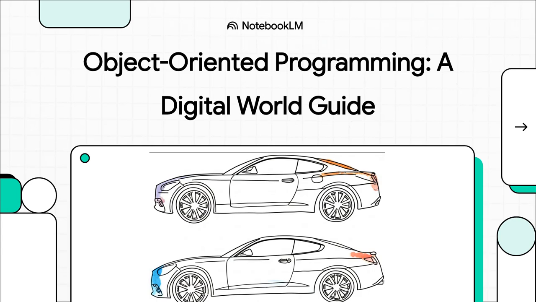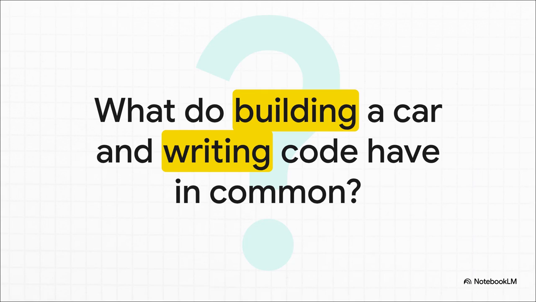Welcome to The Explainer. Today we are going to tackle a huge topic in the world of software, Object-Oriented Programming, or OOP. It's a really foundational concept, and it powers so much of the tech that we use every single day. So what do building a car and writing code have in common? I know, it sounds a little weird, right? But the answer to this question actually unlocks one of the most powerful and, honestly, intuitive ideas in all of modern programming. It's all about how we decide to build things.